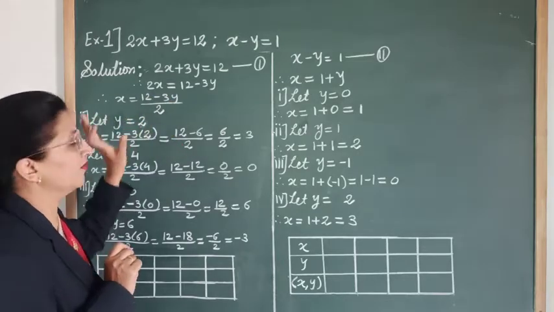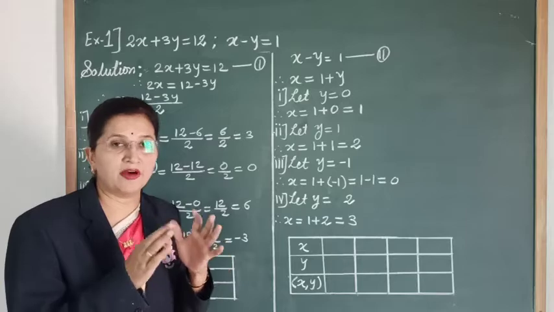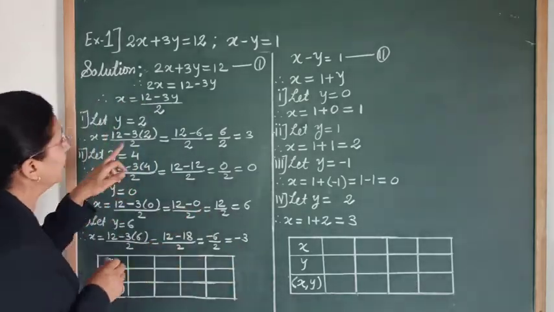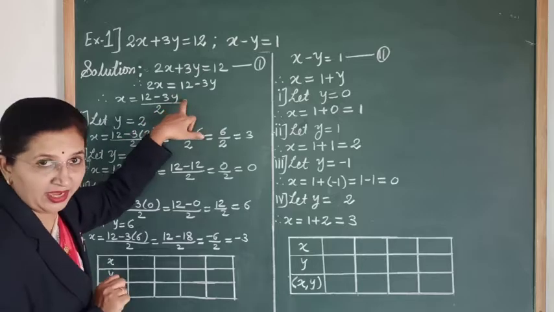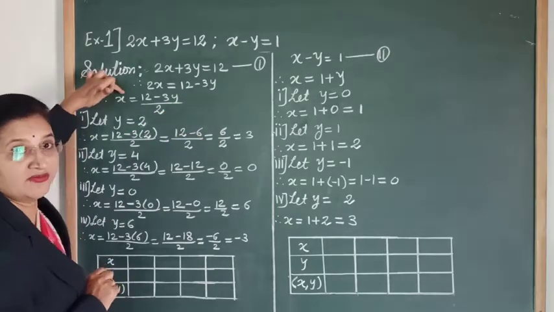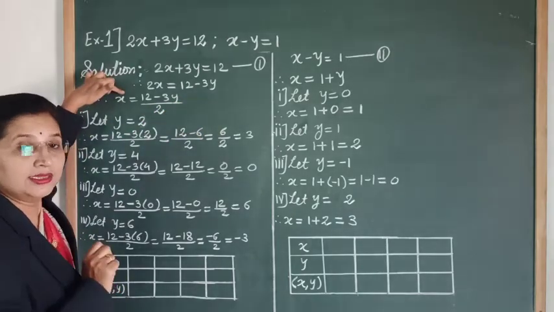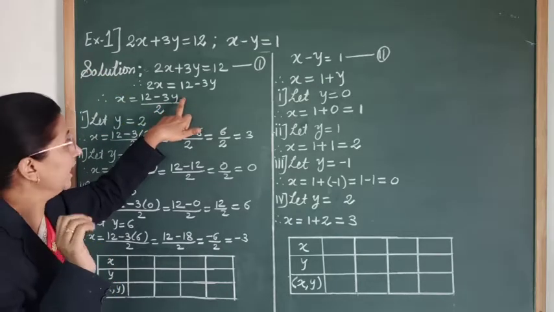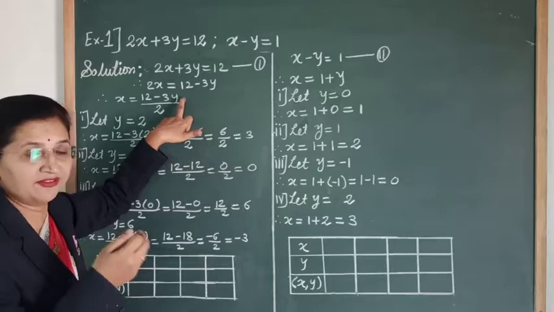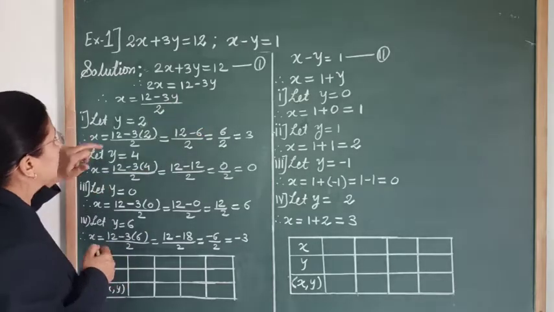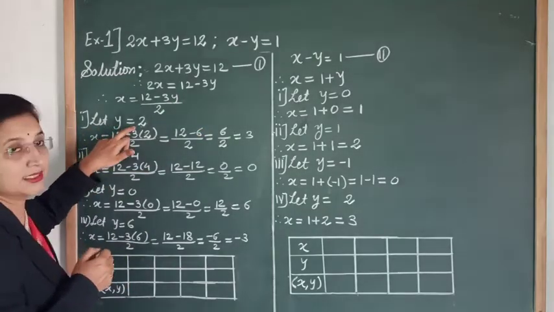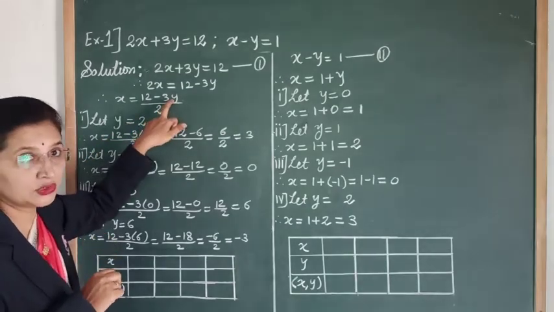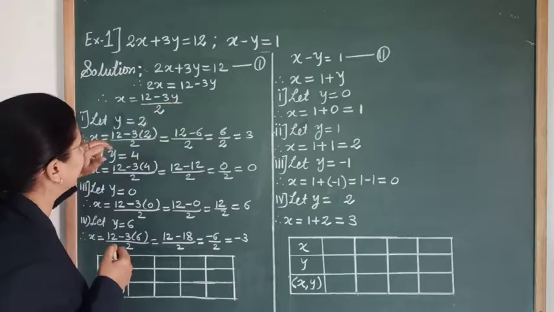After converting the equation in the form of x is equal to or y is equal to, we have to consider values for the remaining variable. Now we made the equation in the form of x is equal to, that's why we will consider the values of y. Different values we will consider for y. So let's consider the value of y as 2. If we take y as 2, then what will be x? Let's find out.